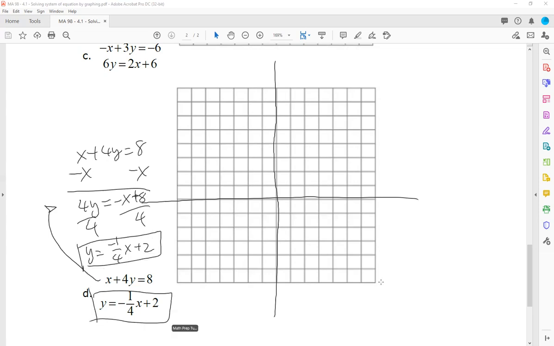Which happened to be the same as the second equation. So this means if I graph it, I'm going to have y-intercept at 2, but my slope is going to be negative 1 over 4. So that's down 1, 4 to the right, down 1, 4 to the right, or up 1, 4 to the left. Okay. So this shows that these lines overlap. That means you have infinitely many solutions.